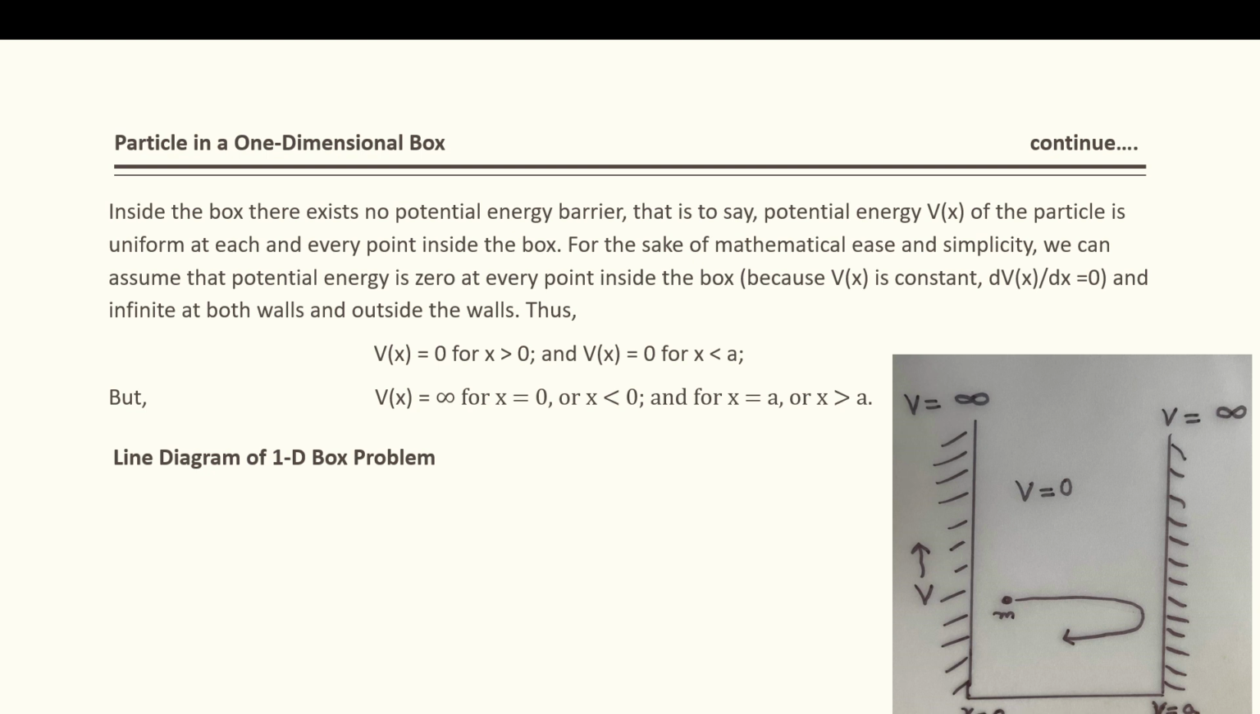And one more assumption, inside the box, the potential energy is supposed to be 0 because there is no potential barrier. At each and every point, potential energy is the same. On the walls and outside the walls, potential energy is infinite. The particle can never cross the walls. Here the same thing is described by a hand-drawn diagram. V is 0 inside, infinite on the walls, outside the walls. Particle of mass m is moving inside.